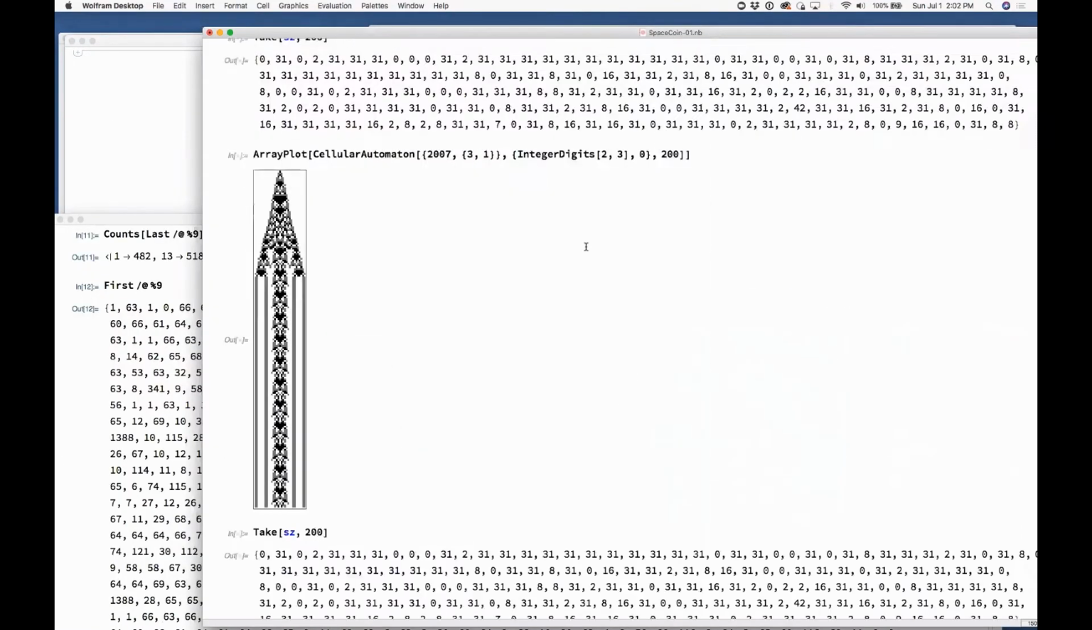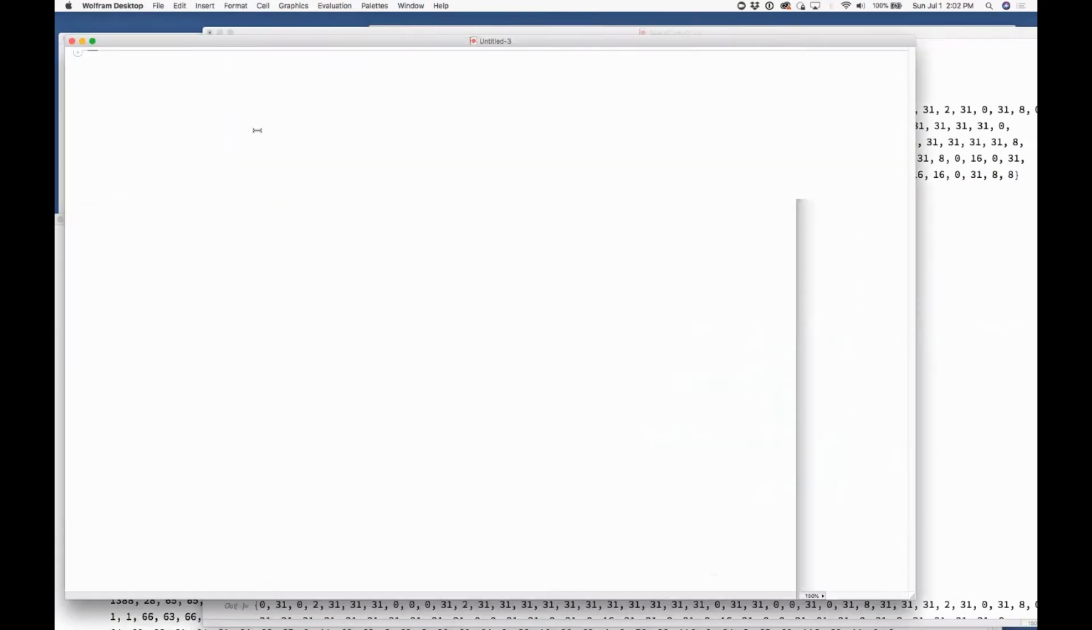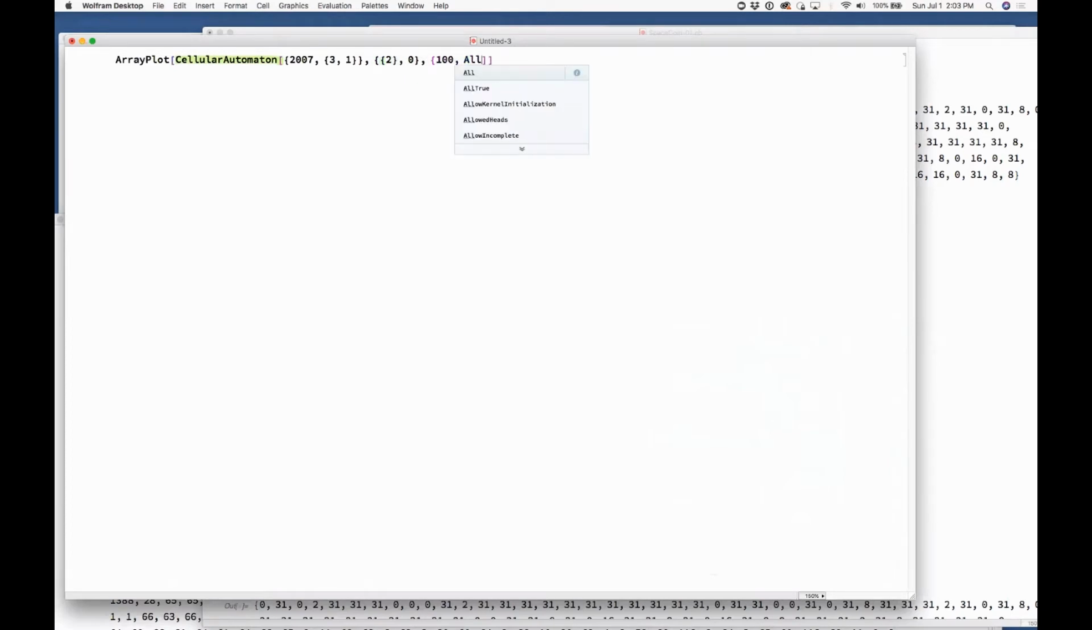So let's imagine that we have something like this, and let's just imagine that we have an initial condition that's just a single 2. Oops. And we have 200 steps, and let's say 100 steps. Now, what I was thinking about doing, how many 3-color totalistic cellular automata are there?